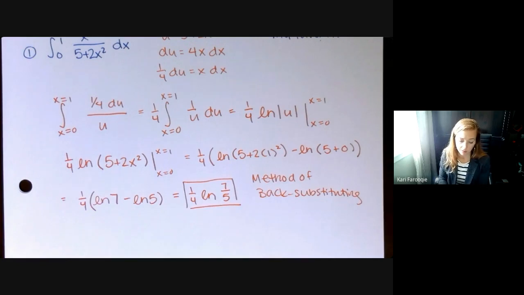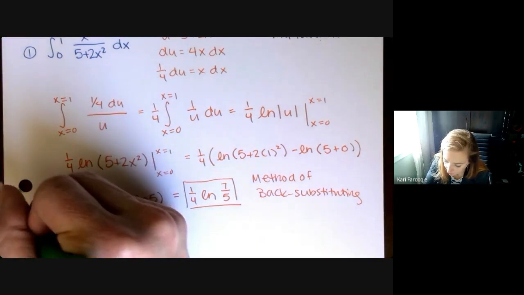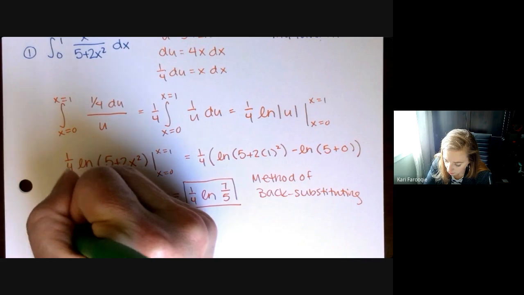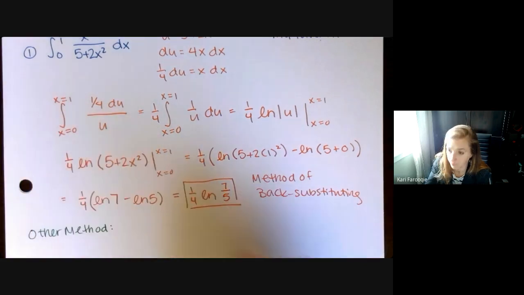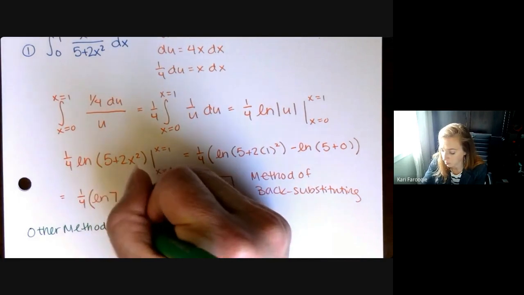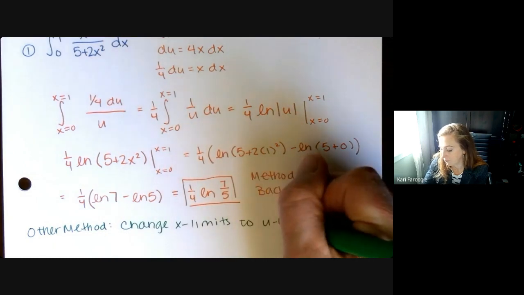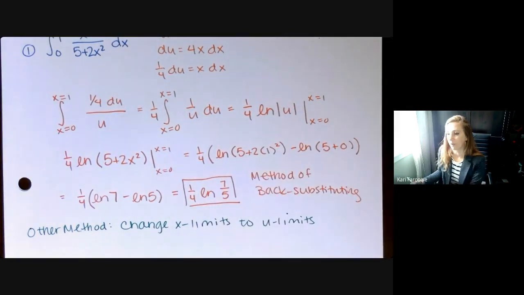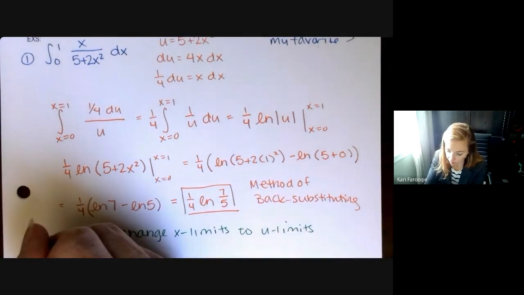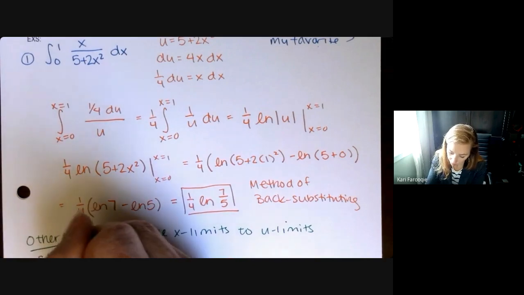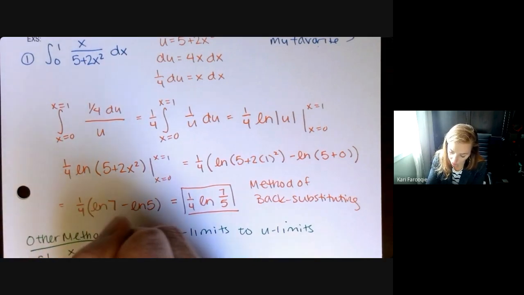The next method that I'm going to show you, we're going to do the same integral, but this time using the method of changing our limits of integration. So we're going to change our x limits to u limits. That's what we're going to do now. So same problem. I'm going to start it out the same way. We're going from 0 to 1 of x over 5 plus 2x squared dx.